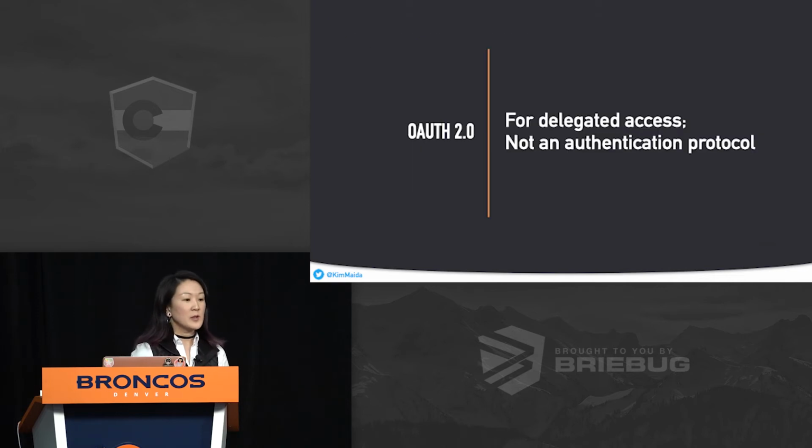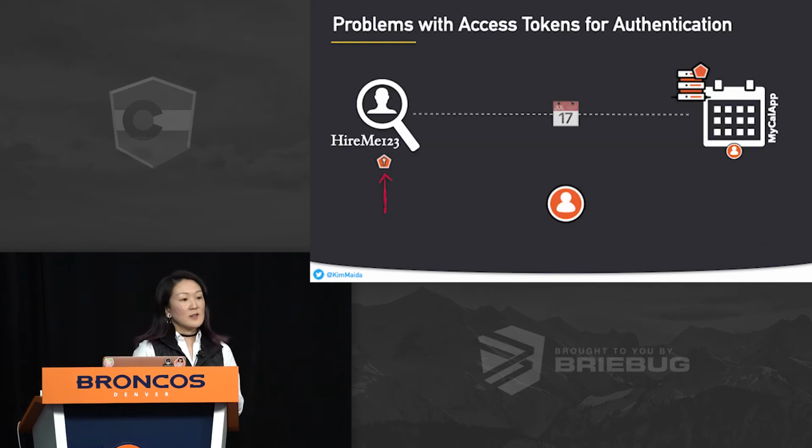But OAuth 2 is a specification for delegated access. It's not an authentication protocol. The thing is, if HireMe wants to use this access token, we have this access token that MyCal gave that allows us to access resources. And if HireMe thinks that by having this token, it means that the user can be considered authenticated with HireMe, then we're going to run into problems.